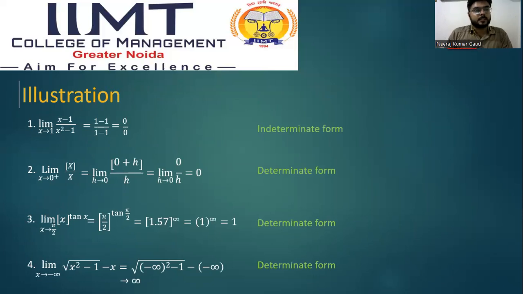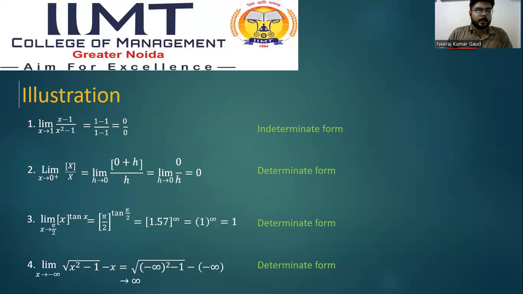Now we have illustrations. We have 4 illustrations. Number 1 is limit x tends to 1 of x minus 1 upon x square minus 1. Putting the value x equal to 1, we get 0 by 0, which is indeterminate. Next, limit x tends to 0 positive of greatest integer x upon x, which equals limit h tends to 0 of greatest integer 0 plus h upon h, which equals limit h tends to 0 of 0 upon h, which is 0, which is determinate.